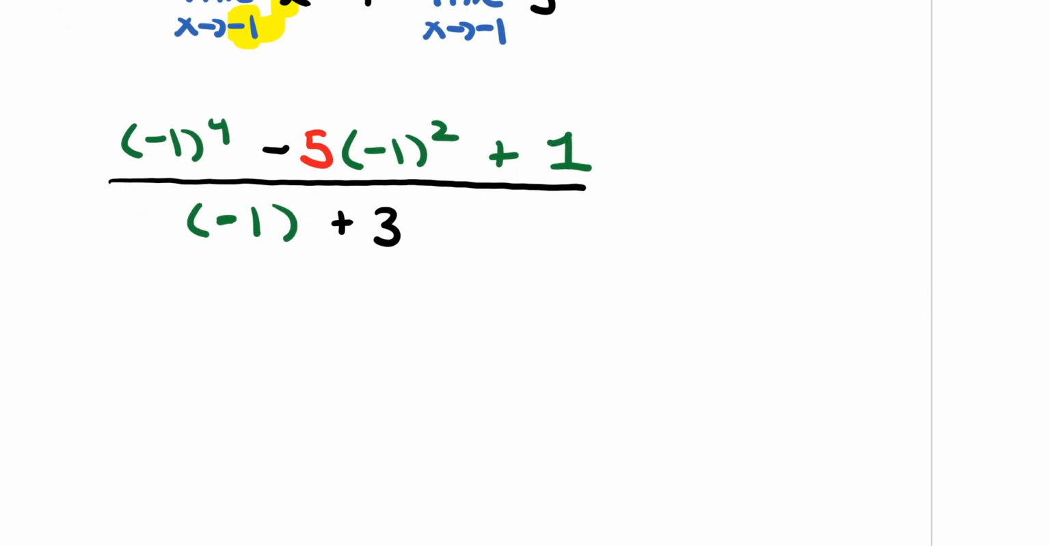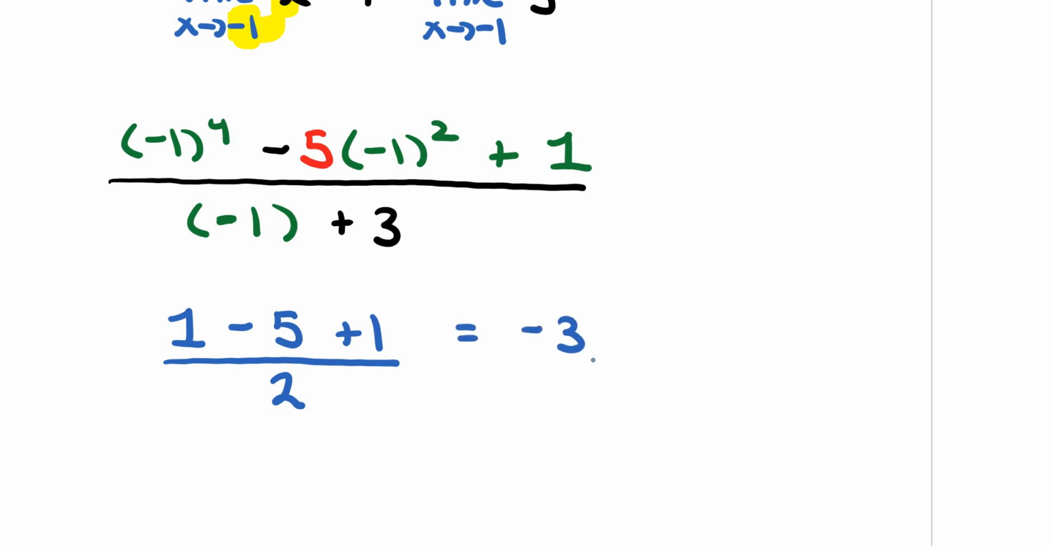Now we're just evaluating here. -1 to the power of 4 is going to be 1, minus 5 times +1, which is -5, and then we have a +1, all divided by -1 plus 3, which is going to be +2. If we evaluate the numerator, 1 minus 5 plus 1 is -3, so -3 over 2 is your final answer for question number 1.